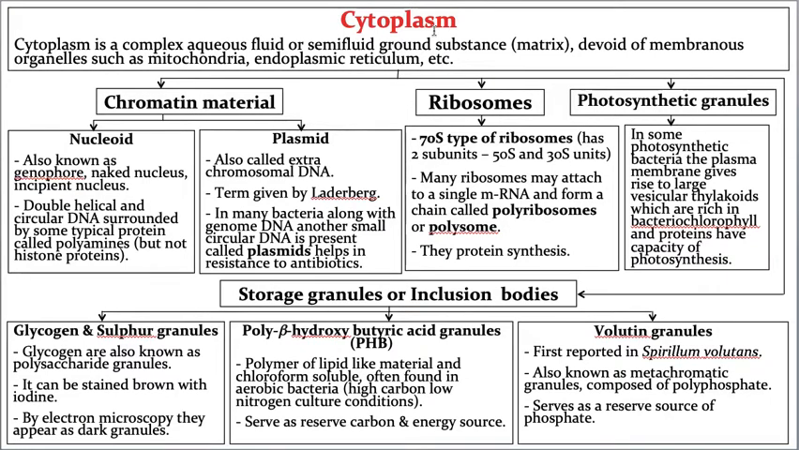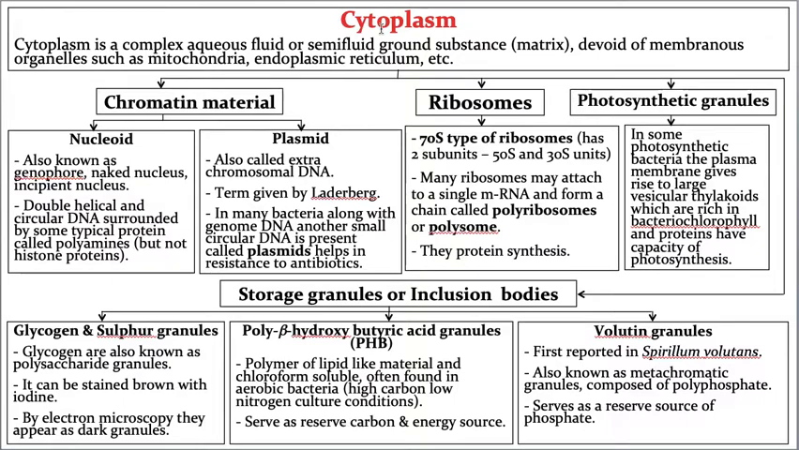The most important point I'm telling you: prokaryotic cytoplasm doesn't have any cell organelle, no mitochondria, no chloroplast, no endoplasmic reticulum, no Golgi complex, nothing. Only one cell organelle is present, that is the ribosome. Apart from ribosomes, no cell organelle is present in the cytoplasm of prokaryotes.